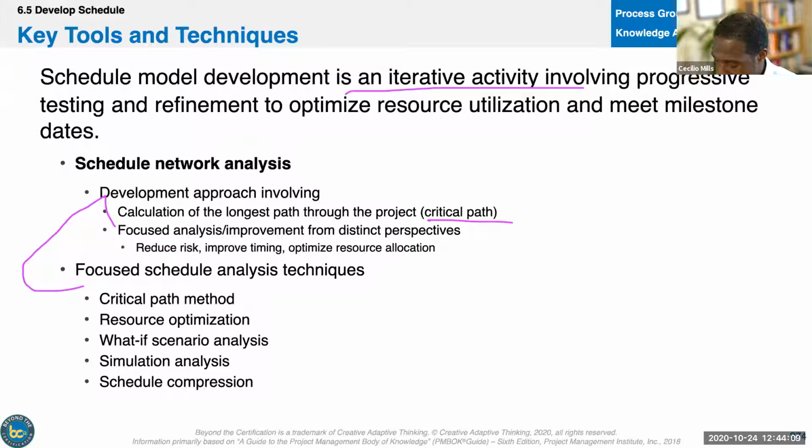All right. We're going to do some analysis or improvement, and this is going to be resource optimization and schedule compression techniques. We'll see that in a second. And then the different ways that we can do this is critical path to develop the schedule, right? We can optimize resources. We can use the what-if scenario analysis. Have you used that before?